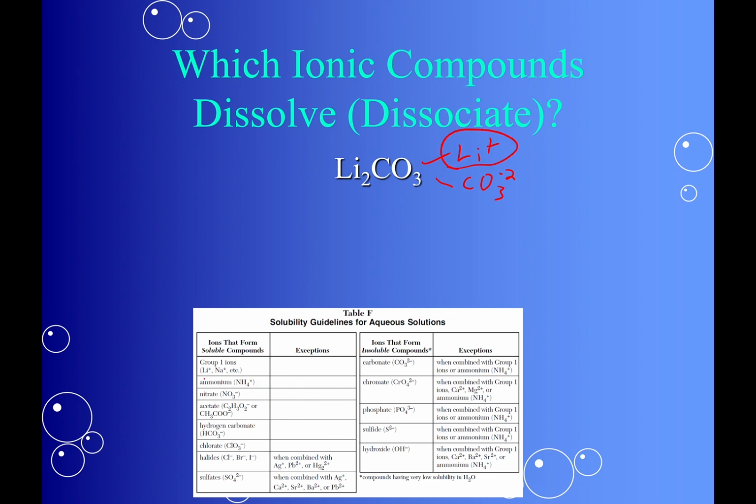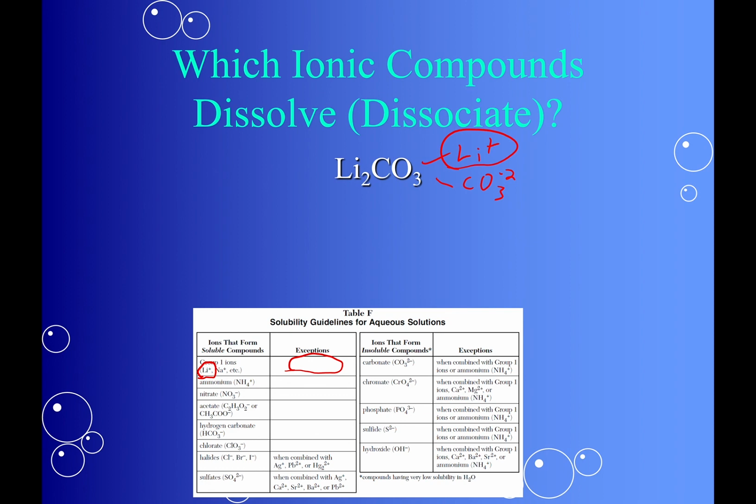Lithium is listed here. It's a group 1 ion, and it's listed under the column that forms soluble compounds. And there are no exceptions. So no matter what lithium is combined with, it's going to form a soluble compound. We can look at this a second way.